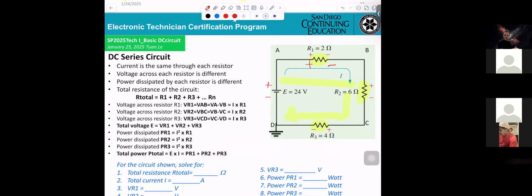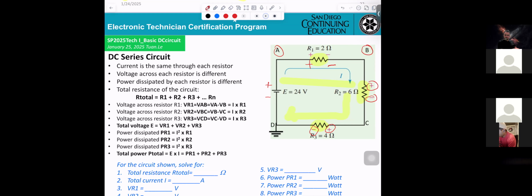That tells you the voltage at this point will be higher than the voltage at this point, B. Why? Going through R1, they're converting electrical energy to heat, so the voltage will drop. Also, when I go to R2, this side is positive, this side is negative, same thing. When current comes in, positive, leaving, negative.